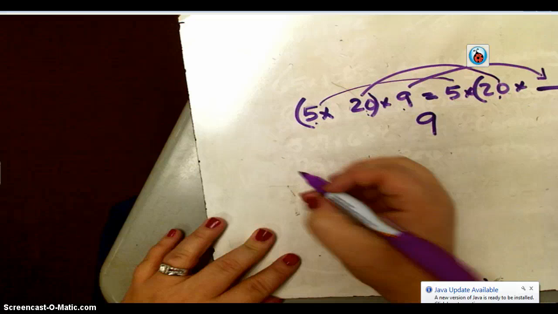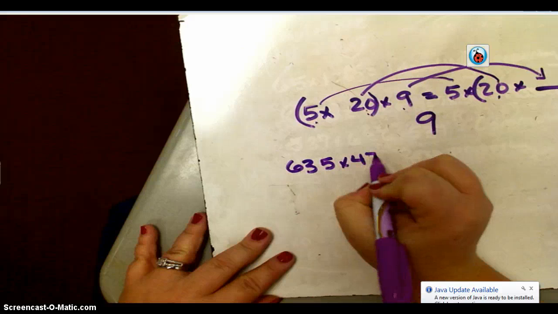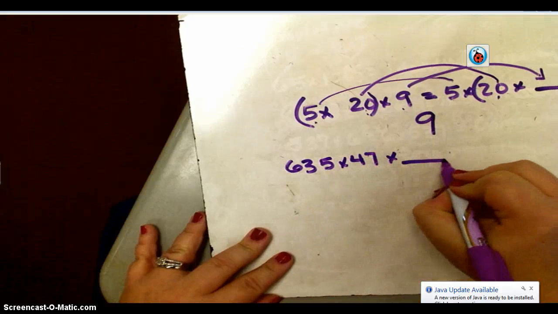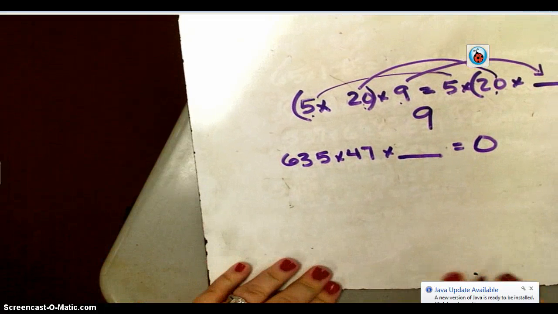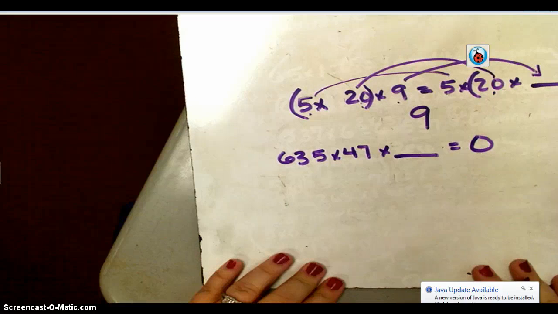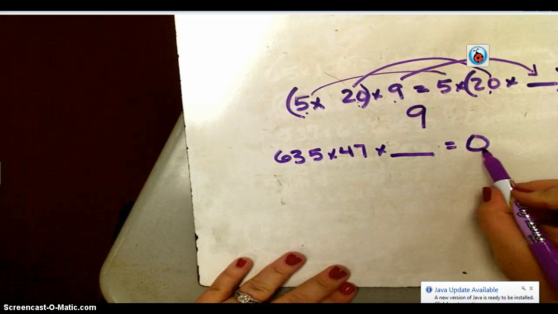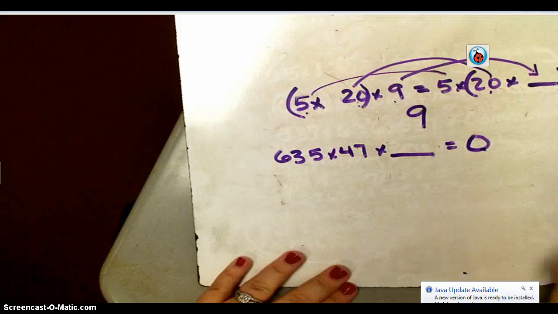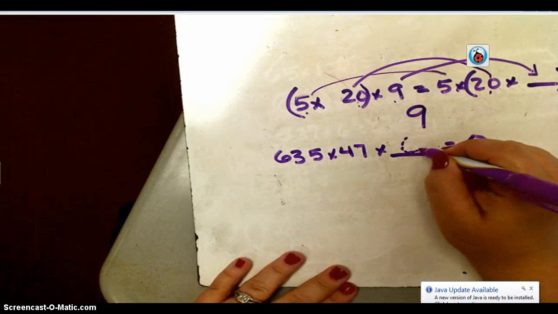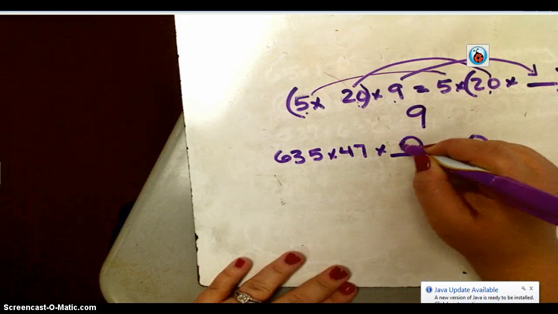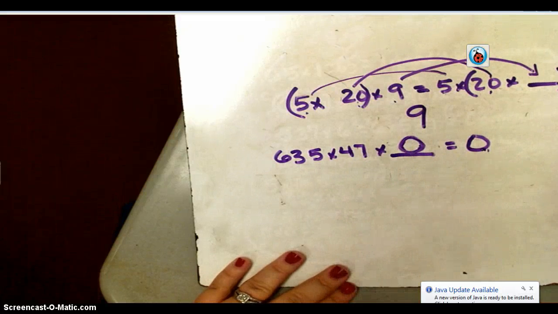Okay, what if I have 635 times 47 times some number, and it's equal to 0? If I think about my multiplication properties, anything that is equal to 0, the 0 property of multiplication should come to mind. So in order for it to be equal to 0, I have to be multiplying by a 0 right here. So 0 would be the answer that goes in the blank, because anything times 0 is always 0.